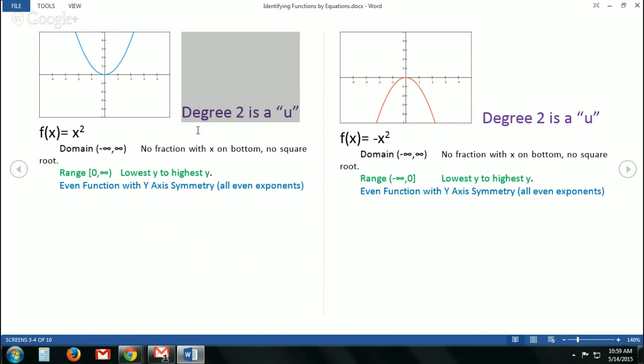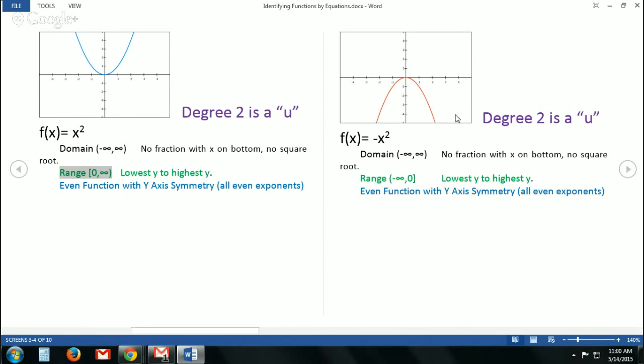Now, when you think about the domain, do we have a fraction here? We do not. Do we have a square root? While we have a square, there is not a square root. No fraction, no square root. That gives us a domain from negative infinity to positive infinity. Now, as you look at your picture to determine the range, the lowest y happens here when y is 0. There's not a highest y. Both sides are shooting up toward infinity. So the range of this thing is from 0 to infinity, the lowest y to the highest y, 0 to infinity.